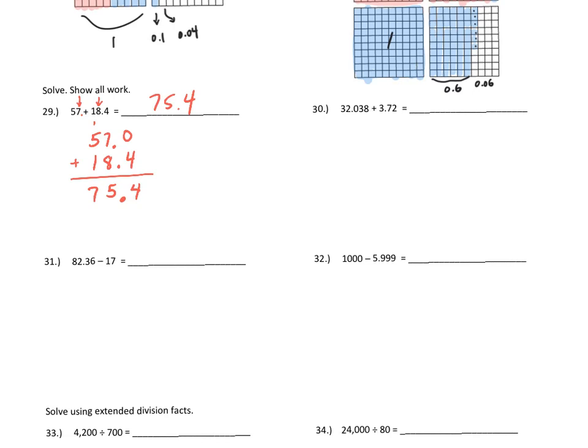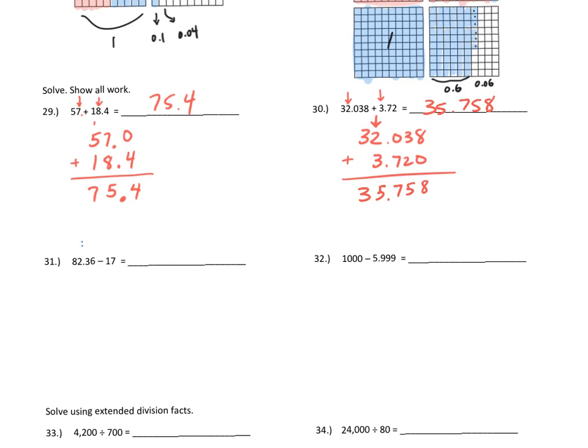Number 30. Here's the ones place. I have 32 and 38 thousandths and 3 and 72 hundredths. Notice that my ones places are all lined up right here. Fill in any empty place values and add. 8 and 0 is 8. 3 and 2 is 5. 7 and nothing is 7. 3 and 2 is 5. And 3 and nothing is 3. 35 and 758 thousandths.